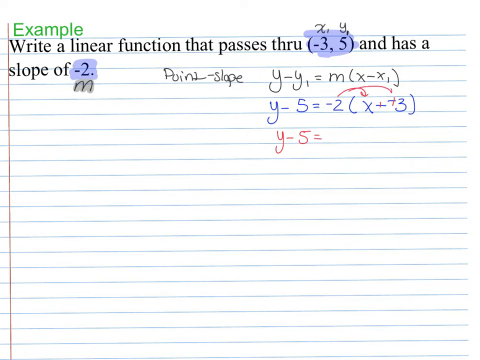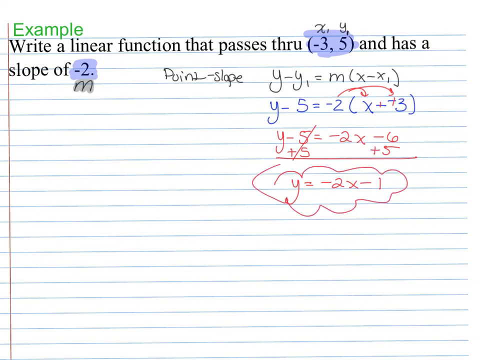Distribute the negative 2. And I'm going to have negative 2x minus 6. Add 5 to both sides. 5's cancel. You get y is equal to negative 2x minus 1. This is your function that passes through the given point and slope.